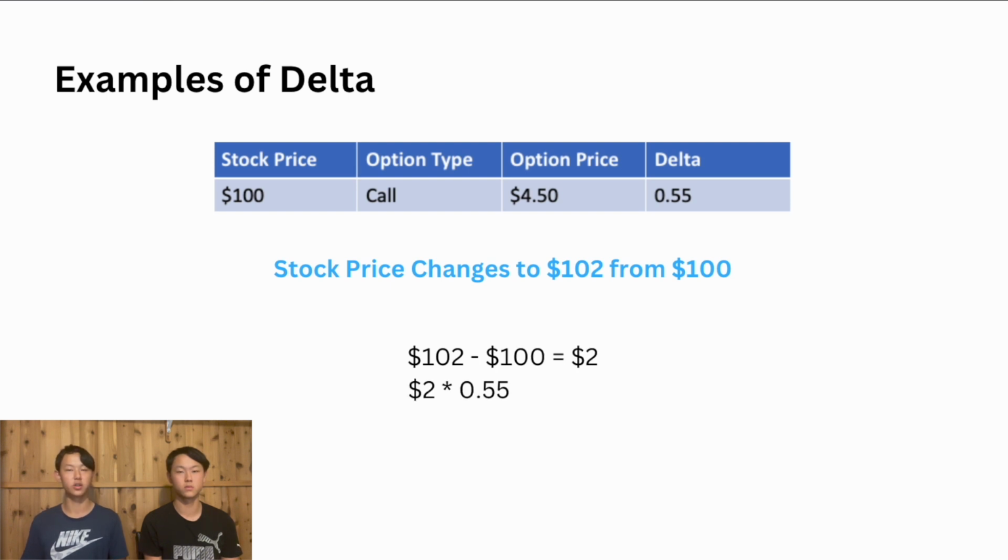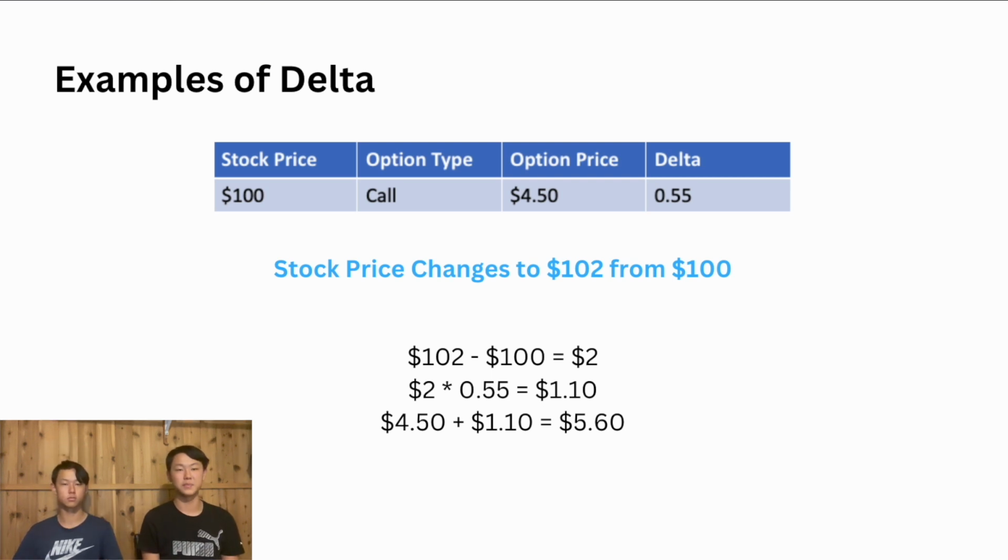$102 minus $100 is $2. Next, we need to multiply the change in stock price by the delta of the option. $2 times 0.55 is $1.10. This is how much the price of the option changed. Finally, we need to add the amount that the option changed to the original price of the option. $4.50 plus $1.10 is $5.60. So, the price of the call option will be worth $5.60 if the stock price changes to $102 from $100.